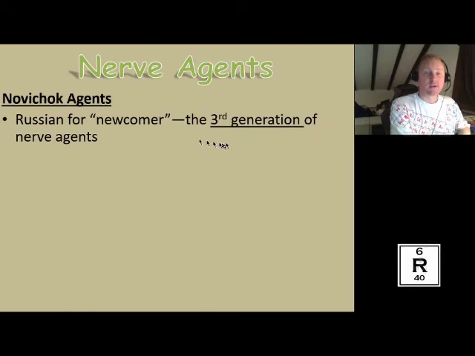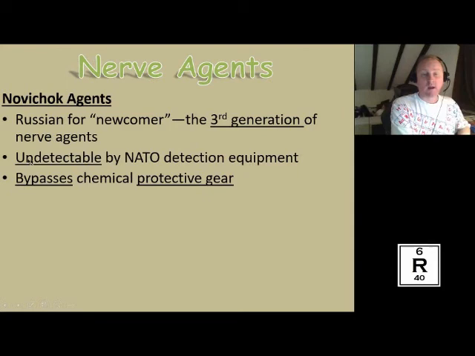Novichok agents are undetectable by NATO detection equipment, at least when I did my research here. There is no way of detecting the Novichok agents, which is scary because we have detectors for indicators of the V agents and the G agents, but there's nothing that detects the Novichok agents. Novichok agents also bypass chemical protective gear. Your gas mask won't protect you against this one.